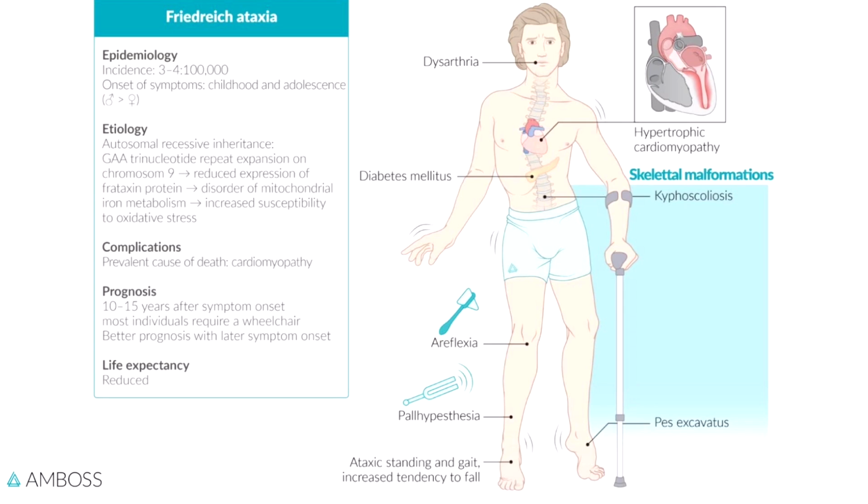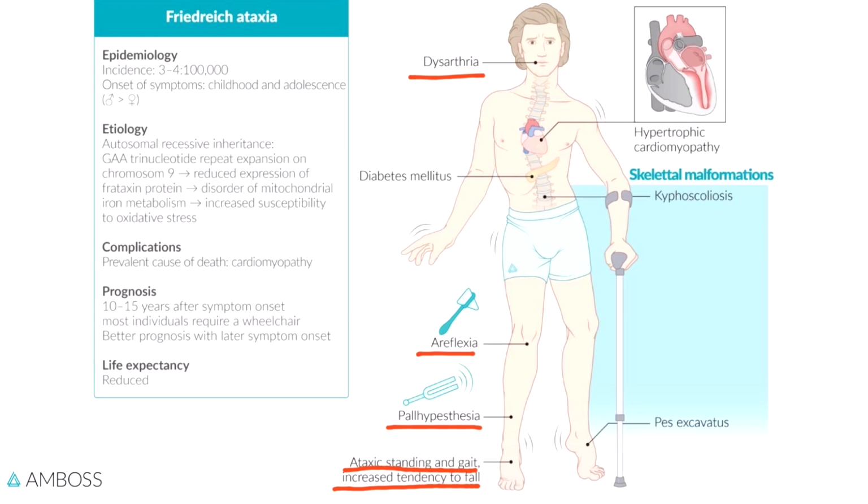Before I go any further, I'd like to mention that this image was contributed by Amboss. So thanks to our partnership with Amboss, I can highlight several important features of Friedreich ataxia. So let's look at this patient with Friedreich ataxia. This patient presents with neurologic features that include dysarthria, areflexia, pallhypesthesia, ataxic standing and gait, and increased tendency to fall. Pallhypesthesia is the reduced vibratory sensation.